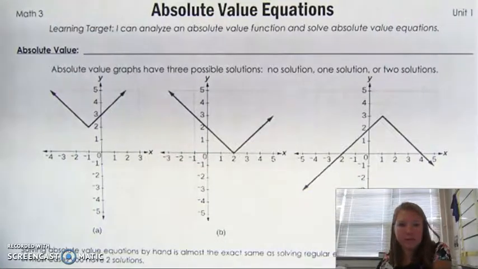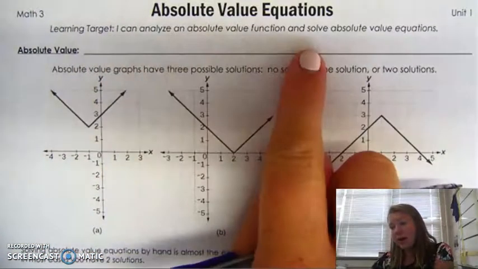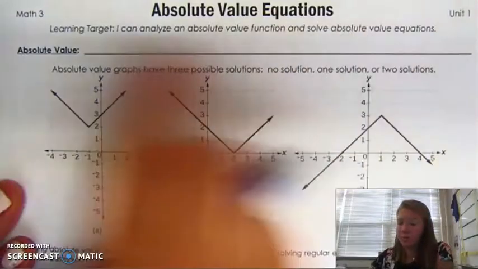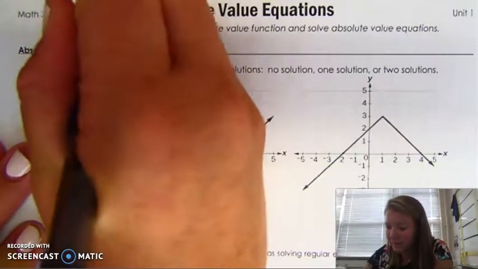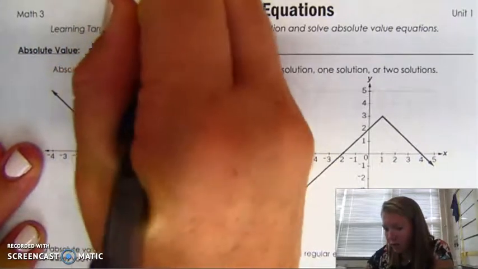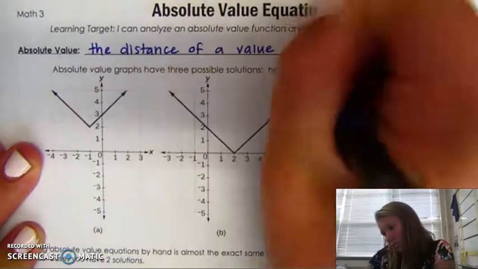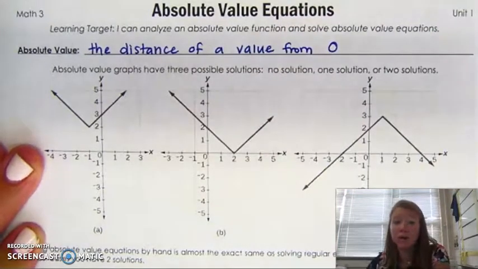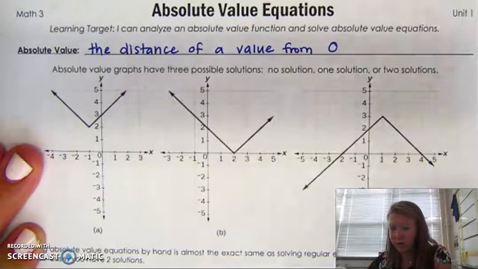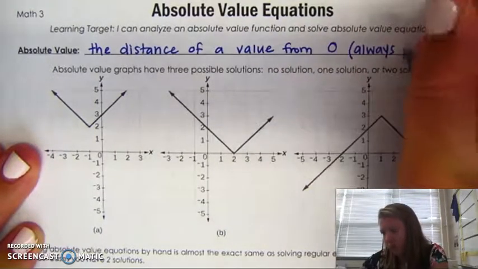The focus of today's lesson is how to solve an absolute value equation. So your learning target is I can analyze an absolute value function and solve absolute value equations. Absolute value is defined as the distance of a value from 0. If you're thinking about a number line, this could be distance in a positive or negative direction, but the distance will always be a positive value.